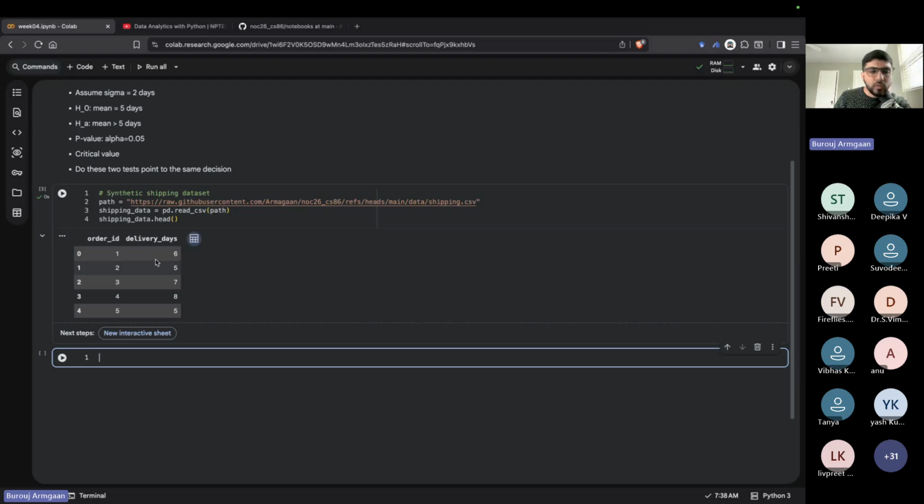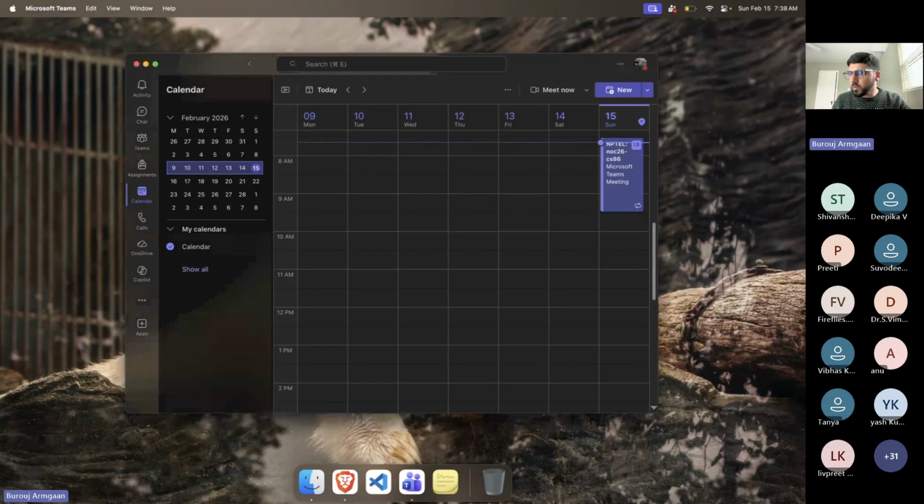So this is your data. It looks like this. You have your order ID like 1, 2, 3, 4, 5, and the main thing here is days. How many days does it take? So let me paste this in the chat.